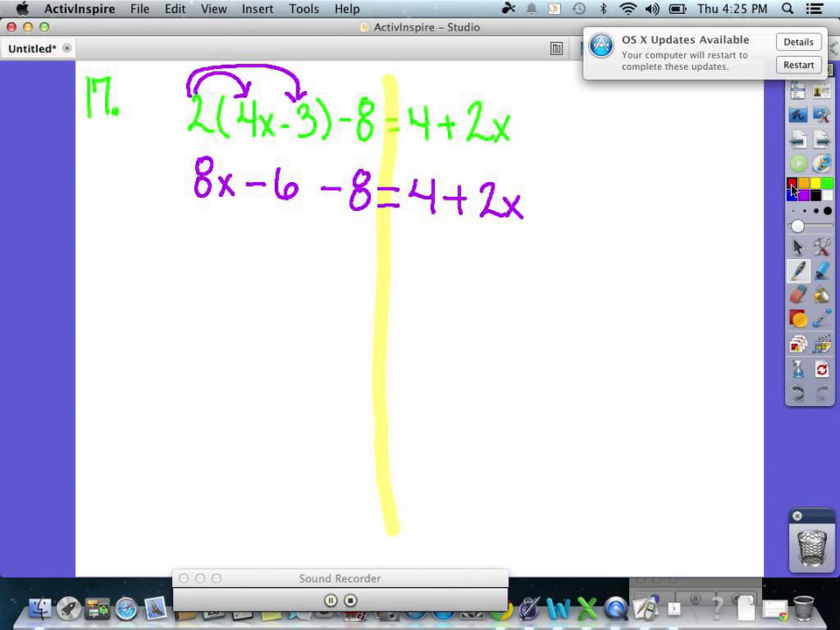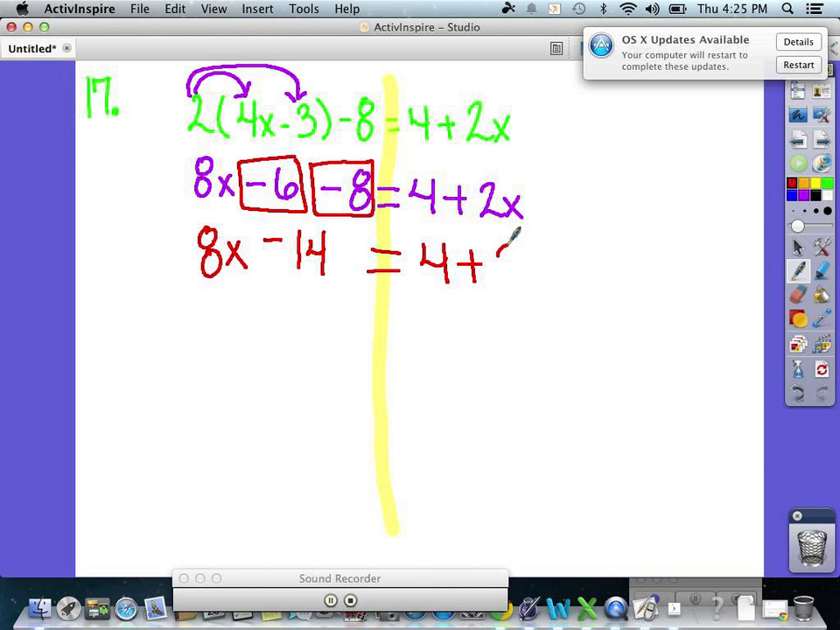Now I'm going to see if I have any like terms on one side of the equal sign. Well, we do. Here's a negative 6. Here's a negative 8. They're both numbers. They're like terms. Negative 6 plus a negative 8 will give us a negative 14. Remember to bring everything else down. We don't have any like terms on this side of the equal sign, so we're just going to bring everything down.